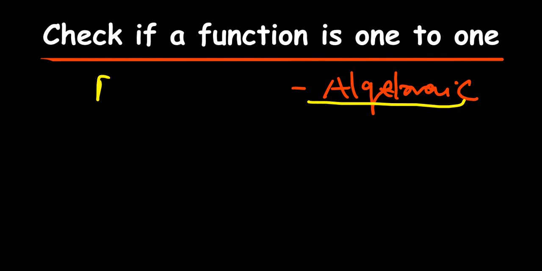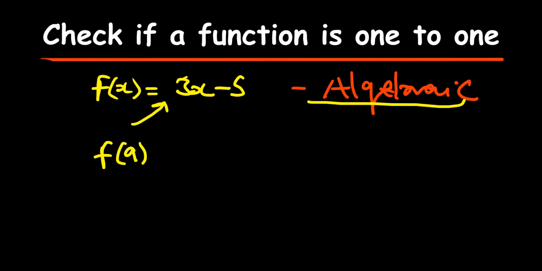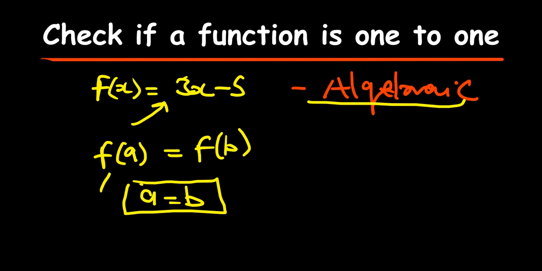So if you have maybe a function f of x is equal to, let me say, 3x minus 5, we can determine if this function is one to one by finding f of a, which will be equal to f of b. From this expression f of a equals f of b, if we are able to come up with a equals b, then we conclude that our function here is one to one.